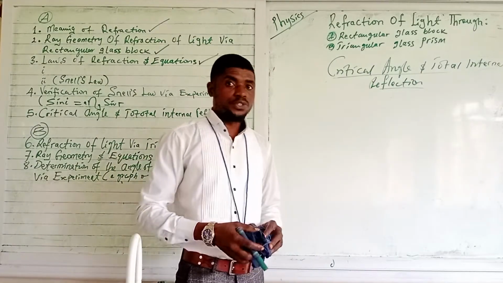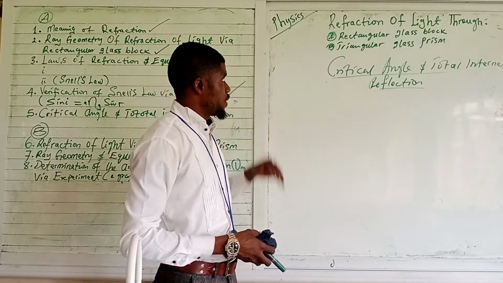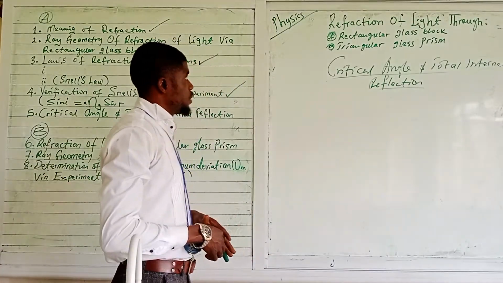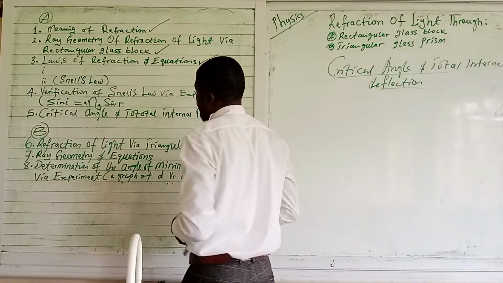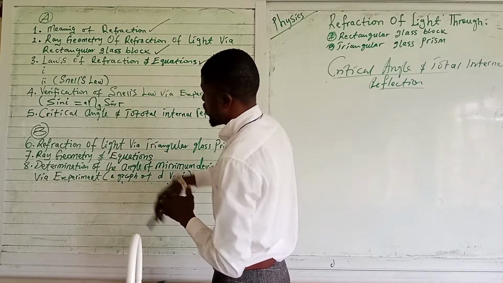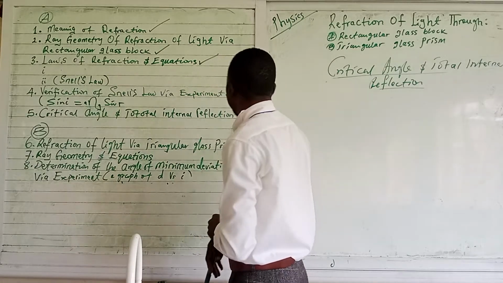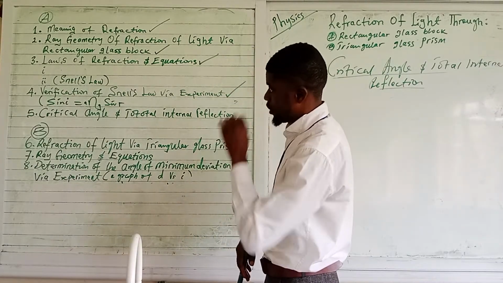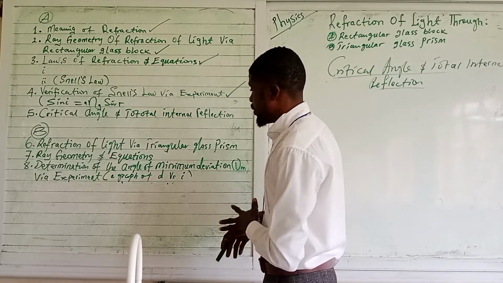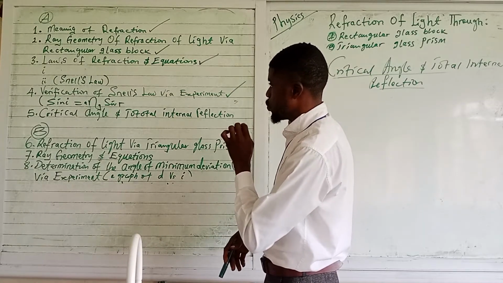This is a continuation of the video series Refraction of Light Rays through Rectangular Glass Block, Triangular Glass Prism. In our previous video, we looked at refraction of light through rectangular glass block. We looked at the meaning of refraction, the ray geometry of refraction of light through rectangular glass block. We looked at laws of refraction, where we were able to state Snell's law and all the equations that are involved in the rectangular glass block refraction. We looked at how to verify Snell's law through experiment, the nature of the graph, and what is expected. We looked at critical angle and total internal reflection.